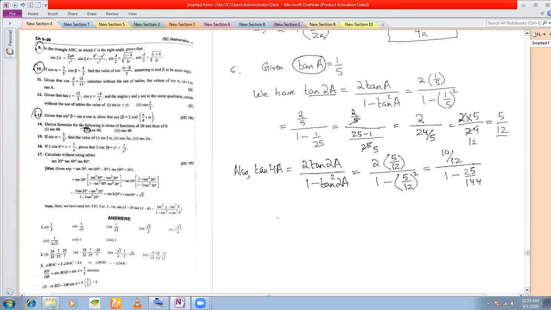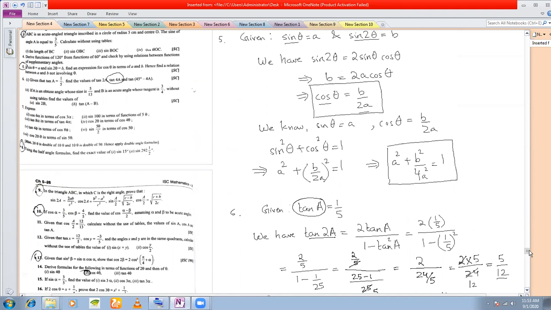Now you take the LCM in the denominator. 10 by 12 divided by 144 minus 25. We have 10 by 12 divided by 144 minus 25 is 119 by 144. Yes, 119 by 144. We get 10 by 12 into 144 by 119. This cancels with 12. So you get 120 by 19. So the value of tan 4A is 120 by 19.